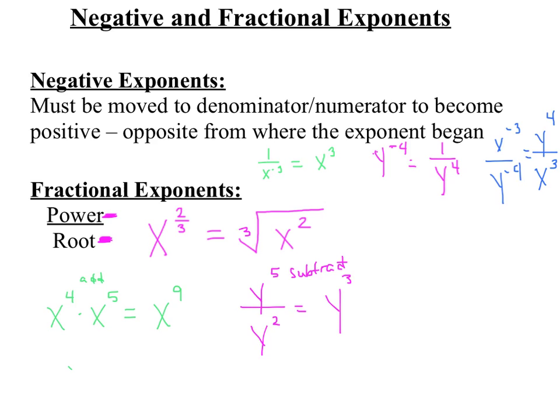And one more that you should remember. x to the third raised to the sixth. This is a power raised to a power, because I have x to the third, which is a power, and then raised to the sixth, which is another power. You multiply a power raised to a power. So it'd be x to the 18th.